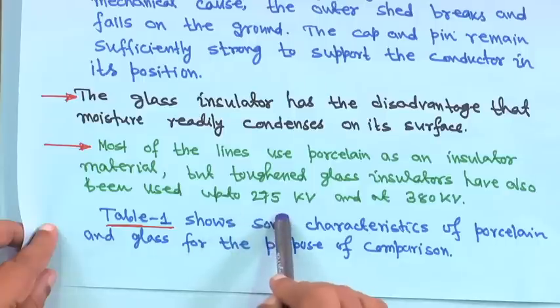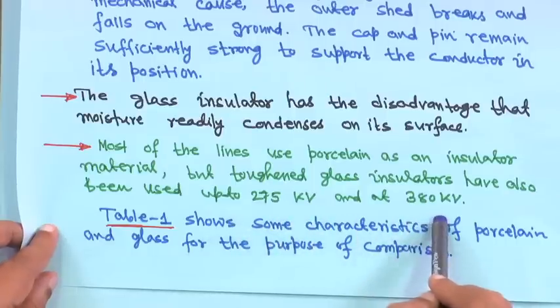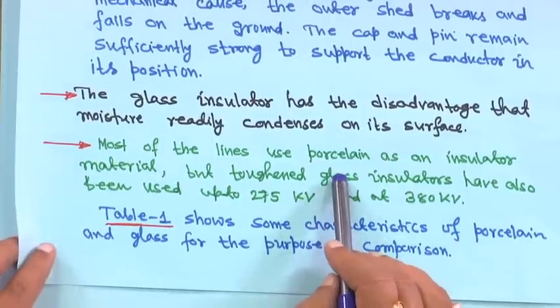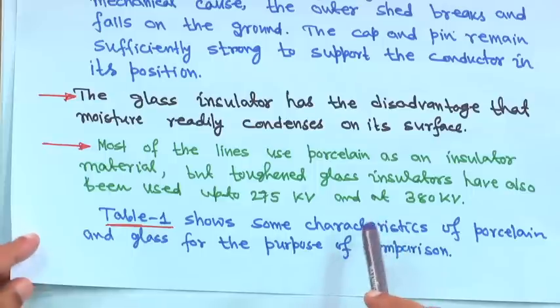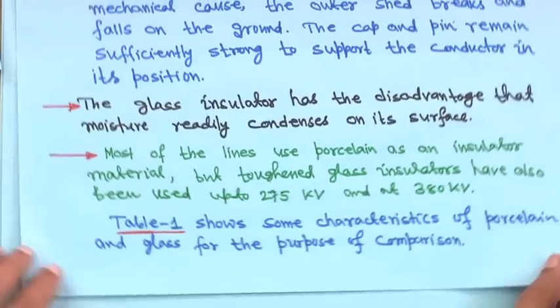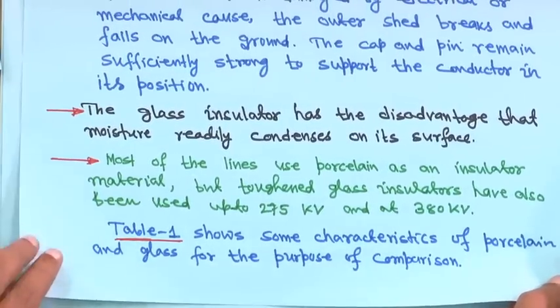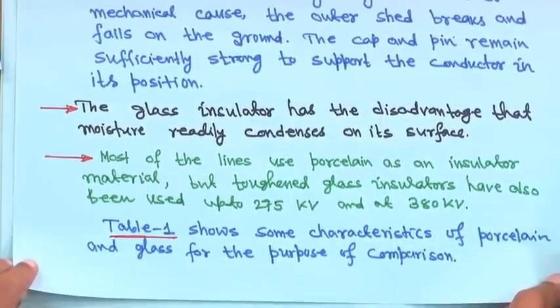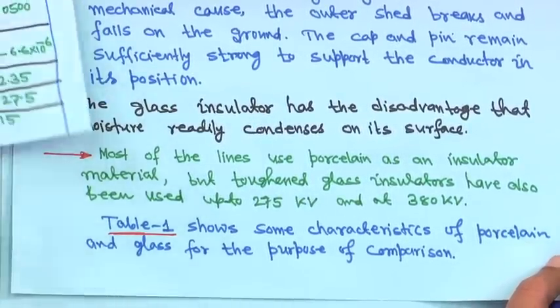Most of the lines use porcelain as an insulating material, but toughened glass insulators have also been used up to 275 kV and at 380 kV. I mean, in general above 220 kV line the toughened glass insulators are used. But in general, for the rest you will find that they are mostly porcelain, whatever I have seen here and there, porcelain made insulators.